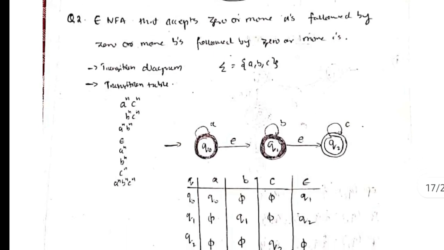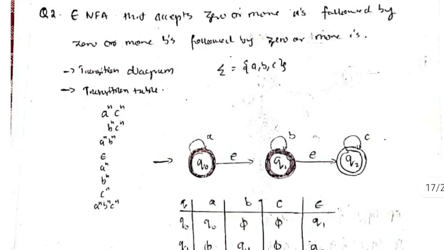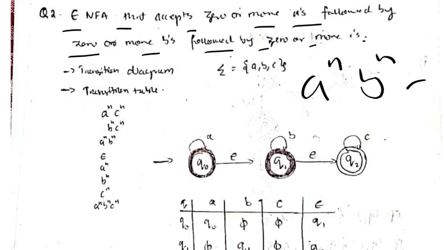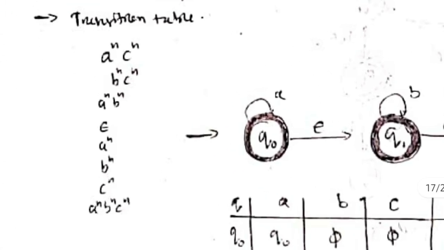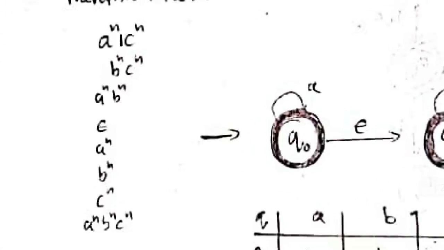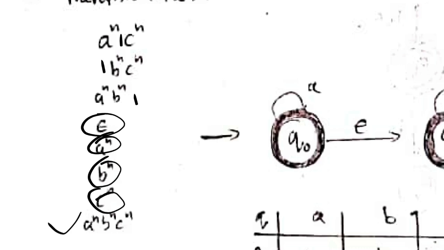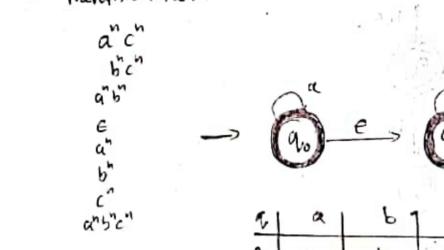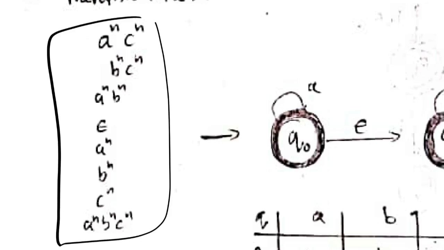And this is another concept, epsilon NFA. Epsilon NFA that accepts zero or more A's followed by zero or more B's followed by zero or more C's. So what we can have is n number of A's followed by n number of B's followed by n number of C's. It can be zero also. So there are a few combinations here. Either B will be missing, or A will be missing, or C will be missing, or we can have the null string, or only A, only B, only C, or a combination of the three. So these are the possible states.